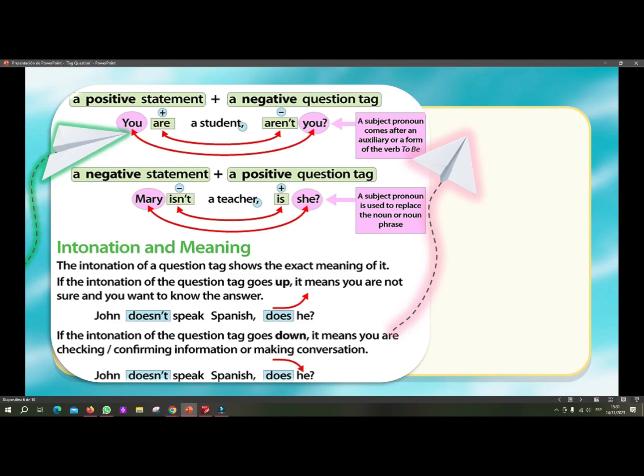So remember this, guys. If you have a positive statement, you're going to have a negative question tag. And if you have a negative statement, you're going to have a positive question tag. Okay, so don't forget that.